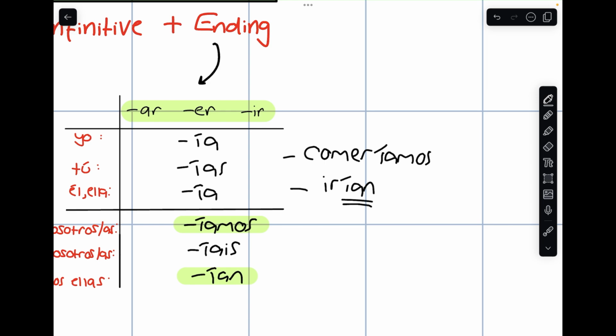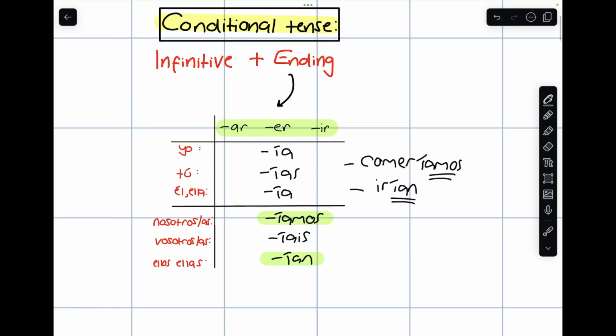Irían. Comeríamos. We take the whole infinitive and add the ending. And that is how you form the conditional tense, when we're talking about events that would, should, or could happen. Just remember that the stem changing verbs in the conditional are the same as the stem changing verbs in the future. So I couldn't say podería, I would have to say podría.